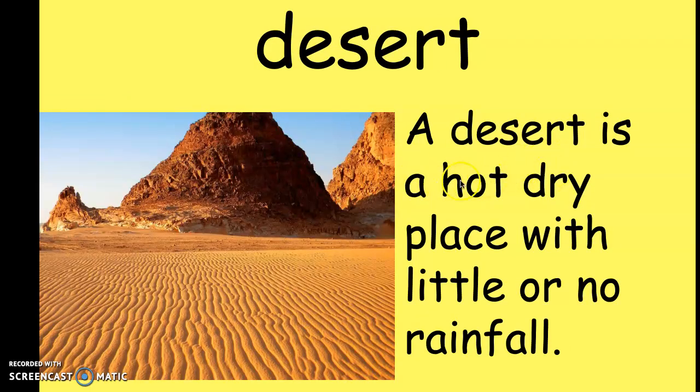Desert. A desert is a hot, dry place with little or no rainfall. That's because, at one time, there might have been some grassland here, but over time, as our world has been heating up, a lot of this water and arable, very nutritious land has started to recede and get really dry, which causes this dryness in the sand.